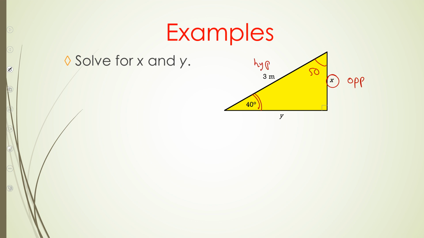Now, the hard one. What trig function uses the opposite and the hypotenuse? Sine. Very good. Any questions on that process? Good. That's the hard part. Now we just set up an equation. The sine of 40 degrees, the sine of the angle, is equal to the length of the opposite side over the hypotenuse.